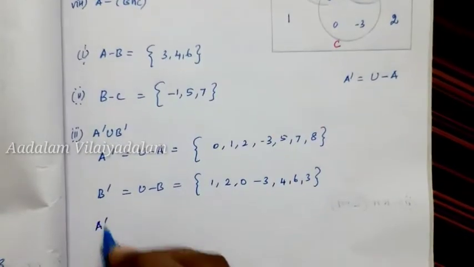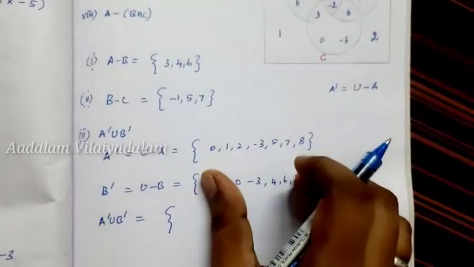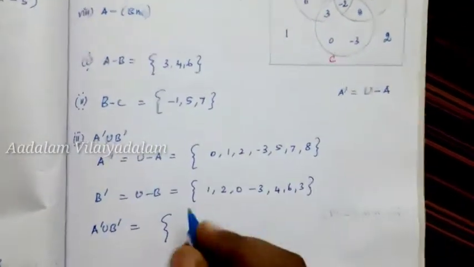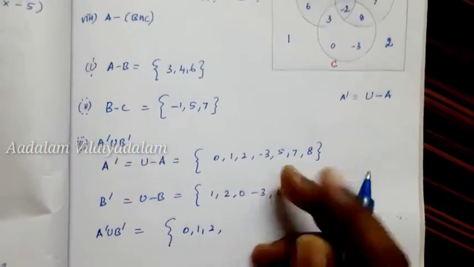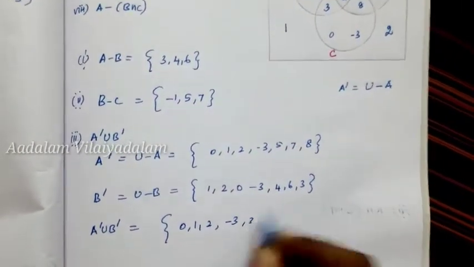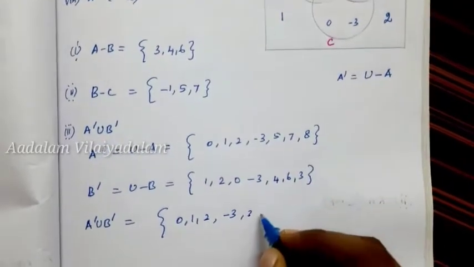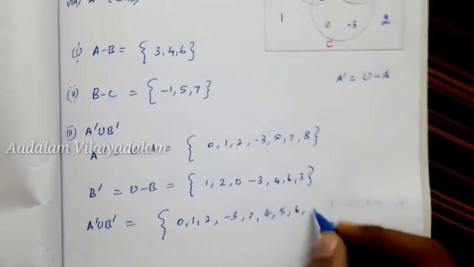Then A dash union B dash is equal to, simply join all the elements without repetition. Then 0, 1, 2, minus 3 and plus 3, 4, 5, 6, 7, 8.